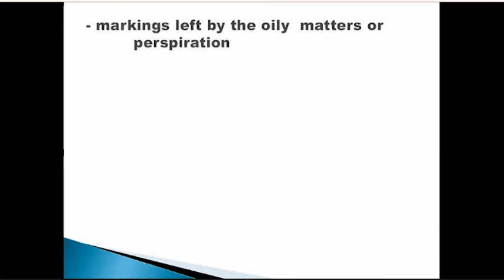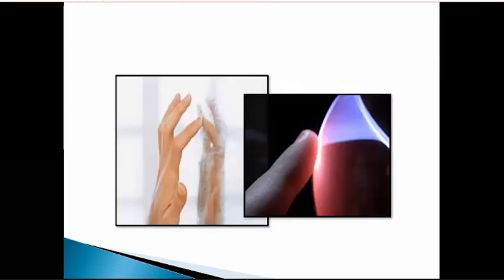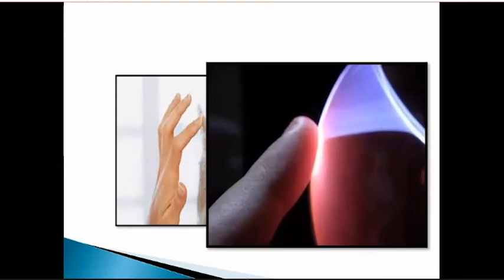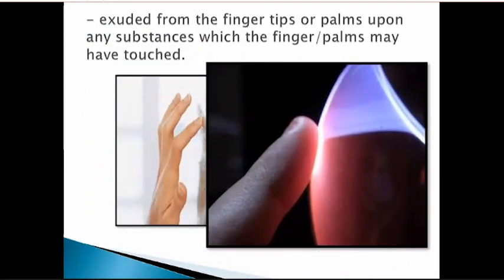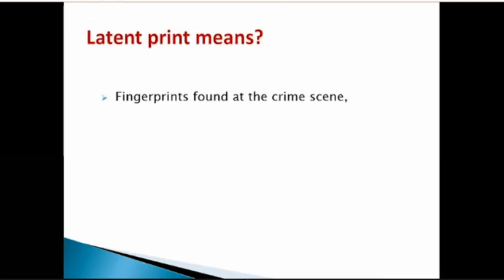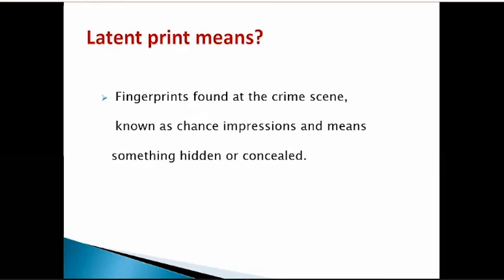Markings left by the oily matters or perspiration, yung pawis, diba? Or other materials na ginagamit. That is by means of the fingertips. Yung pawis na lumabas sa fingertips, yan ang dahilan kung bakit naiiwan ng perpetrator yung kanyang latent print sa crime scene. So it means fingerprint found at the crime scene. Yan yung fingerprint na nakukuha sa crime scene, ang tawag na niyan ay latent print. Known as a chance impression and being something hidden or concealed.